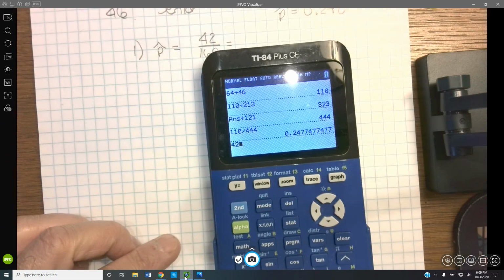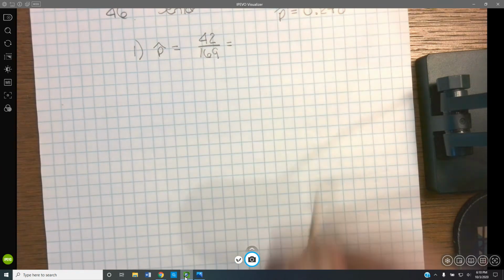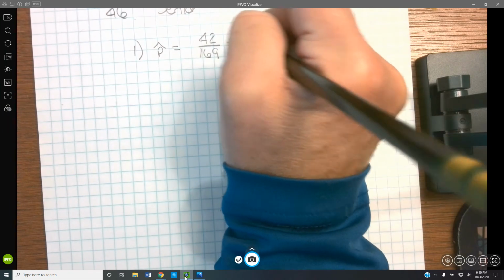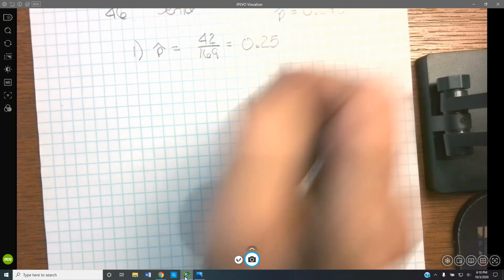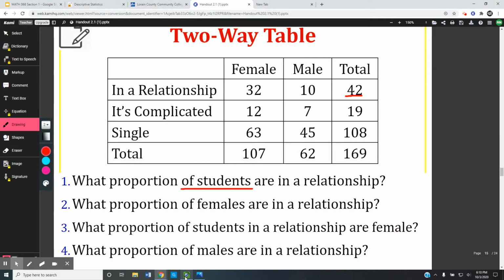And when we do that division, let me do the math. 42 divided by 169, approximately 0.25 if we round to two decimals. And it doesn't say what to round to, so I'm just going to go with 2. There's the approximation for p-hat for number one for what proportion of students are in a relationship. Let's go to the next one.